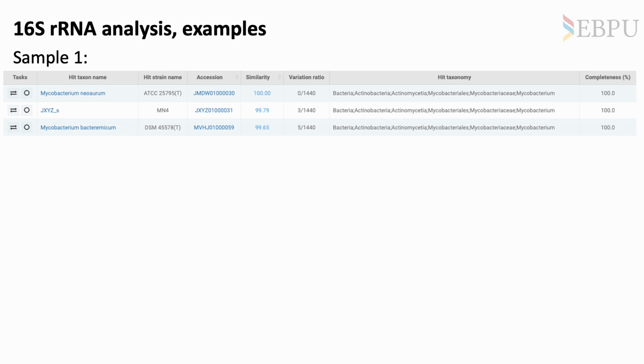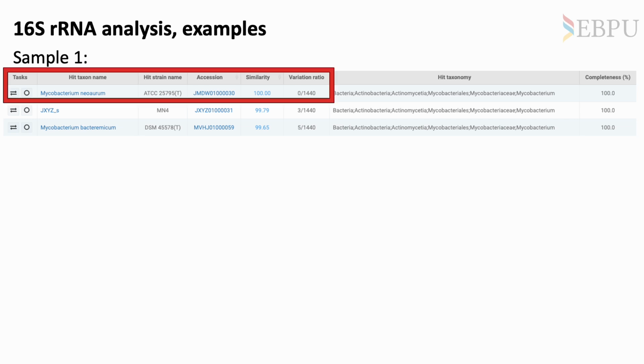This slide shows two examples of 16S rRNA-based identification. Sample 1 matched perfectly with Mycobacterium neoaurum. As you can see, there is 100% similarity and no variation in the 16S rRNA, allowing confident species-level identification. So the final identification is Mycobacterium neoaurum.